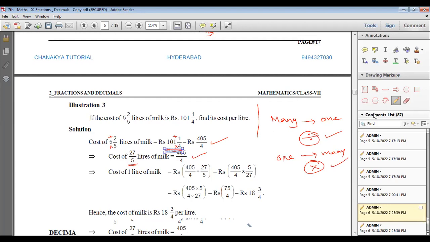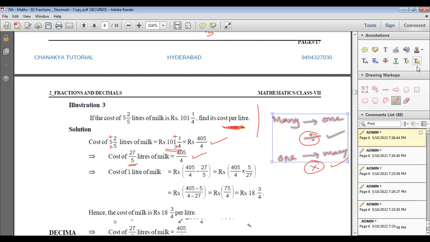So here many means the cost of 5 2/5 liters of milk was given. You need to find only cost per liter. Per liter means only 1 liter you need to find out. Many to 1, what operation should you do? Division. That's why here the cost of 1 liter milk is 405/4 divided by 27/5.